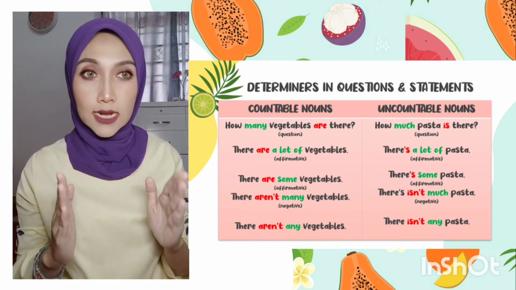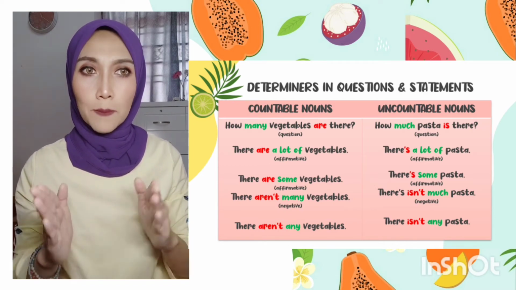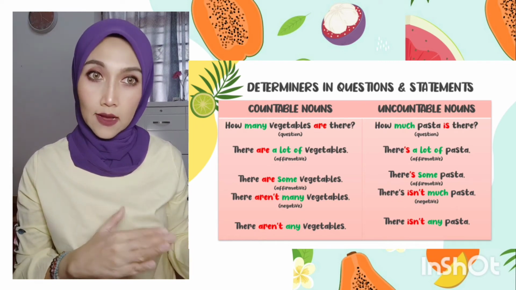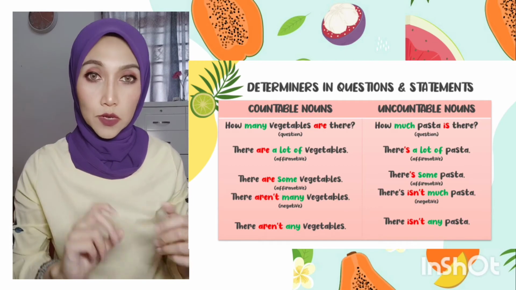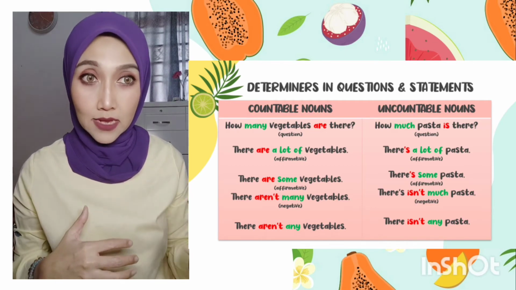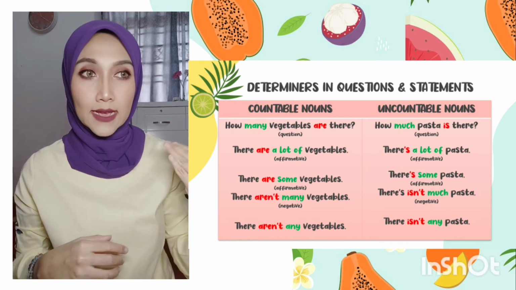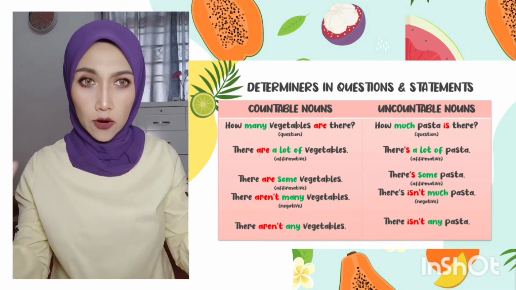Now we see the countable nouns first. How many vegetables are there? You can count vegetables, right? That vegetable, this vegetable. So we use many. This is a question.